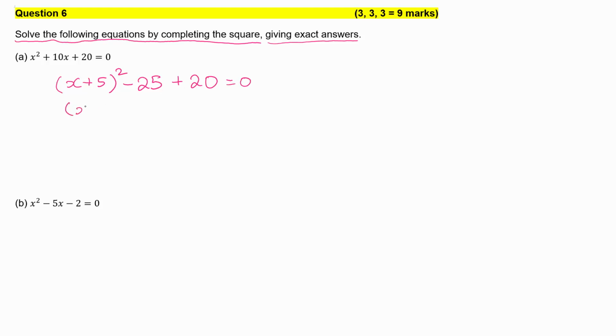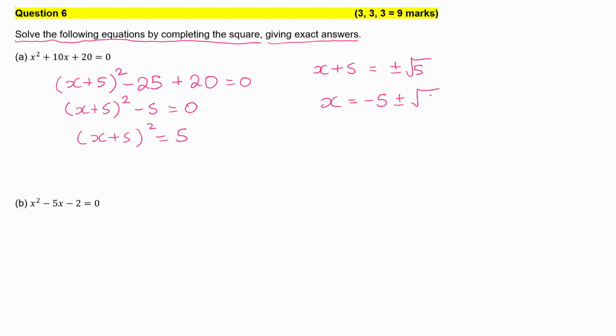Tidying up, that is x plus 5 all squared, take away 5 is equal to 0. And therefore x plus 5 all squared is equal to 5. So x plus 5 would be plus or minus the square root of 5, and therefore x would be negative 5 plus or minus root 5.